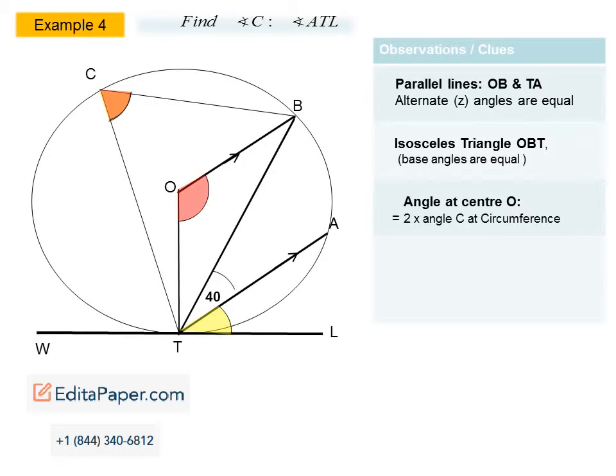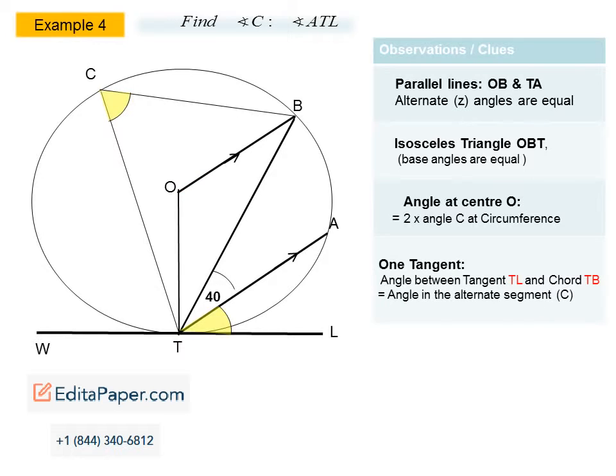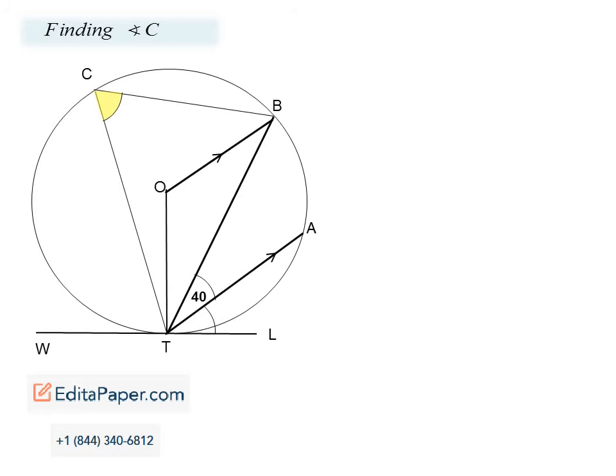In our third clue, we note that the angle subtended at the center is twice the angle subtended at the circumference at C. Therefore, we can apply this theory which speaks to angles at the center. And finally, we have one tangent, and we can apply the theory which relates to the angle between the tangent and the chord and the alternate segment. So let's just go ahead and apply these theorems now.